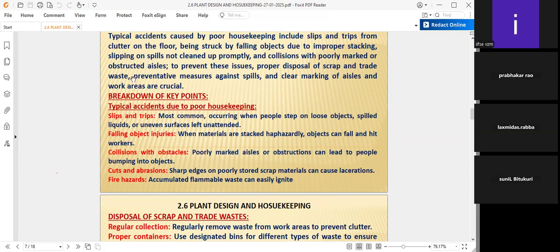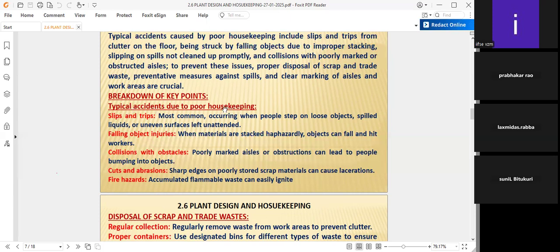Somebody is cleaning inside the tank, like confined space work. Somebody is working here, work at heights. Somebody is cleaning the floor here. A lot of activities will be going on on the flooring itself. The operation floor and maintenance of breakdown key points also will be taken into account during plant layout design as well as housekeeping. Typical accidents due to poor housekeeping.